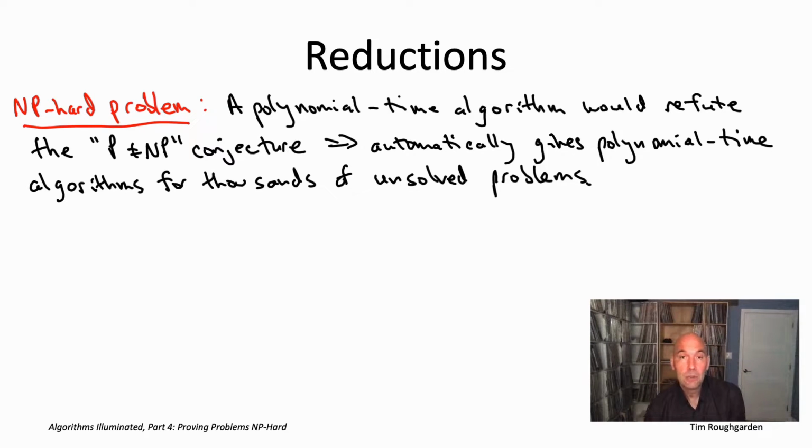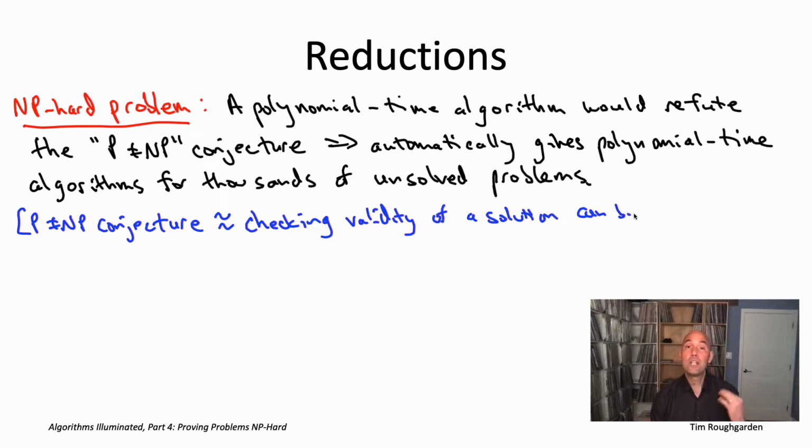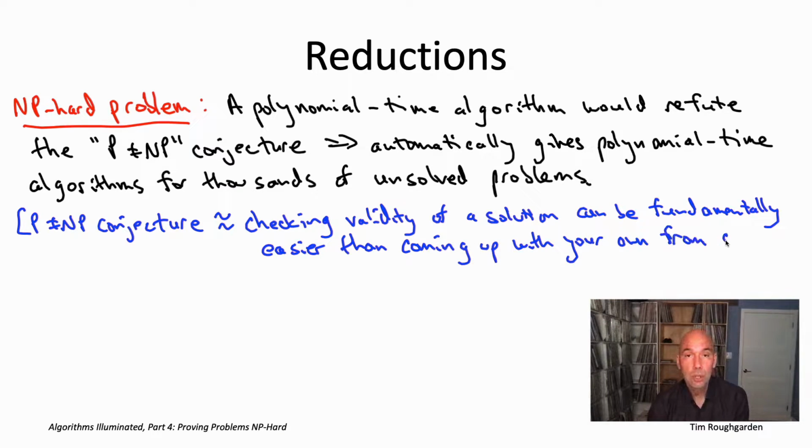We haven't defined the P not equal to NP conjecture formally. We'll do that in the next chapter, but we did describe it informally as the conjecture that checking someone's work, like checking out a filled-out Sudoku puzzle, can be fundamentally easier than the problem of coming up with your own solution from scratch. This conjecture is widely believed to be true. It hasn't been proved, but it's widely believed to be true.